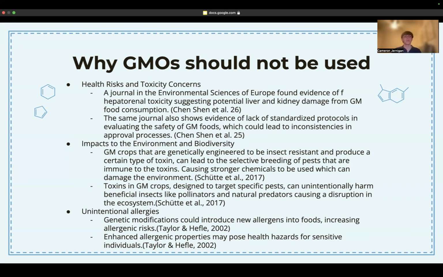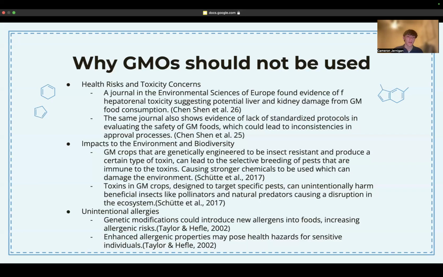And then in terms of the environment, crops that are genetically engineered to be insect resistant and produce a certain type of toxin can lead to the selective breeding of pests that are immune to the toxins. So what this does is it causes stronger chemicals to be used, which can damage the environment. Also, under this point is the fact that toxins in genetically modified crops designed to target specific pests can unintentionally harm beneficial insects like pollinators and natural predators, and this causes a disruption in the ecosystem.